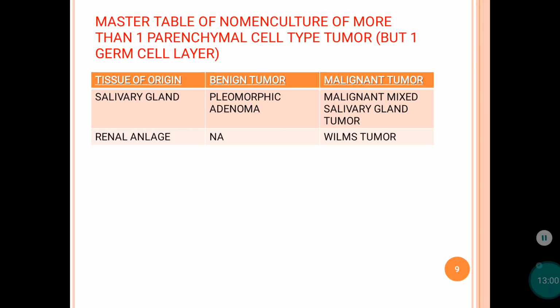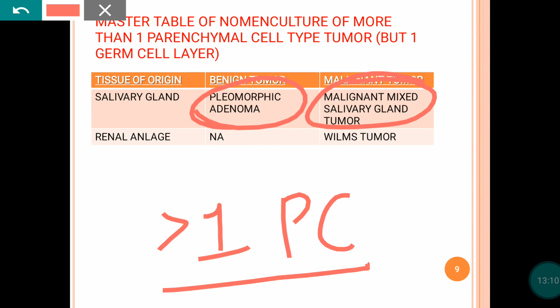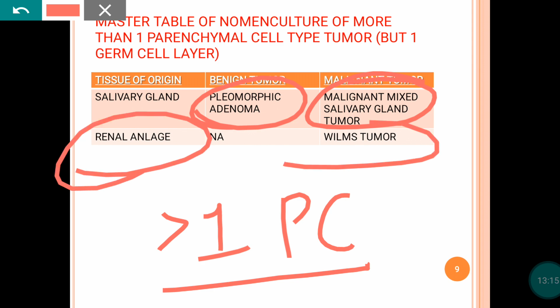So suppose you are having more than one parenchymal cell type, then there are two examples: pleomorphic adenoma and the malignant mixed salivary gland tumor, the benign and malignant counterparts. In the renal analog, it is known as Wilms tumor. So this is the example of more than one parenchymal cell type with one germ cell layer.